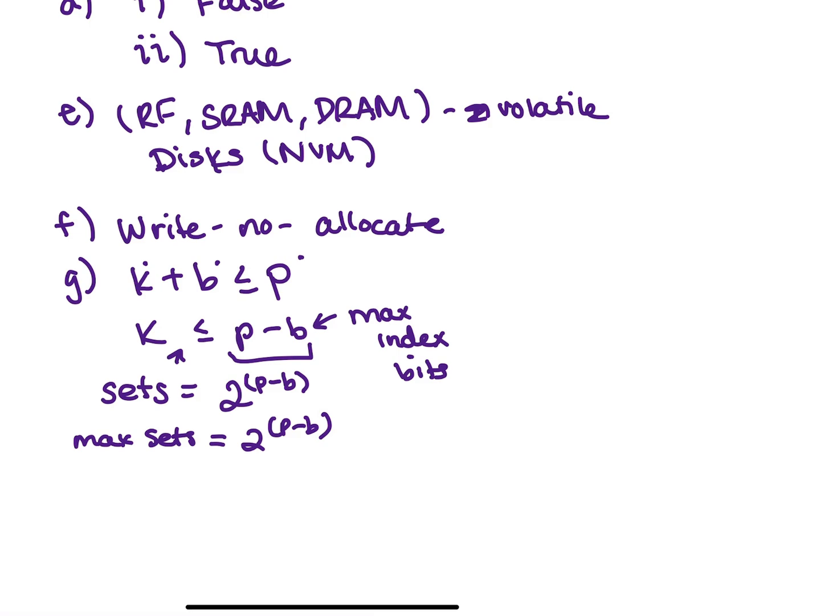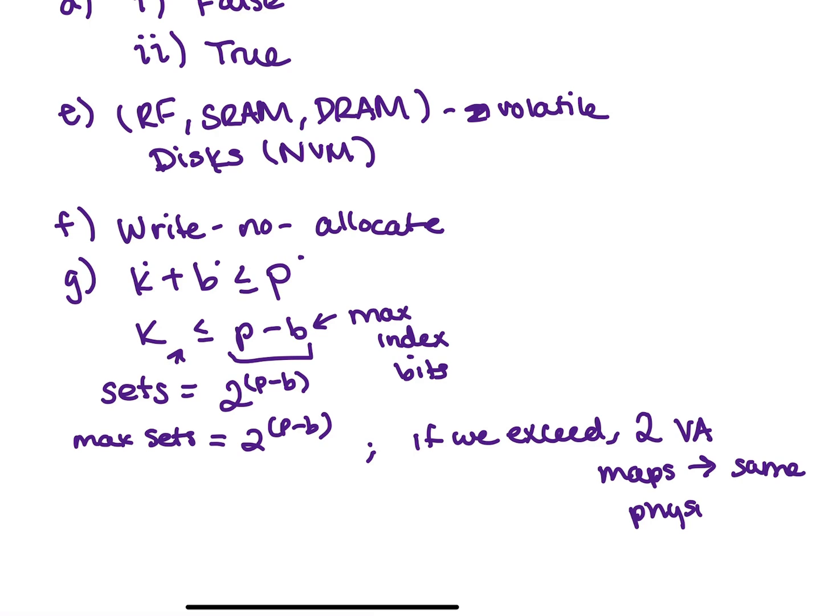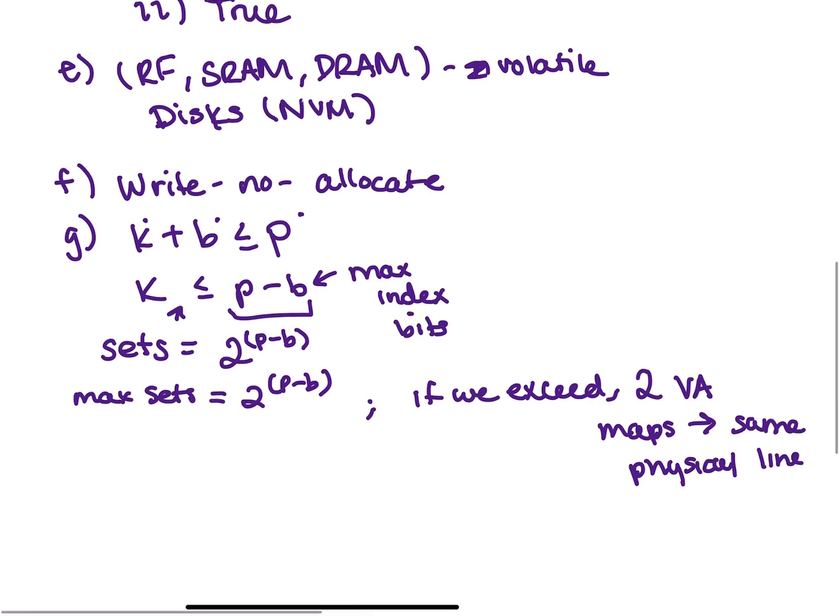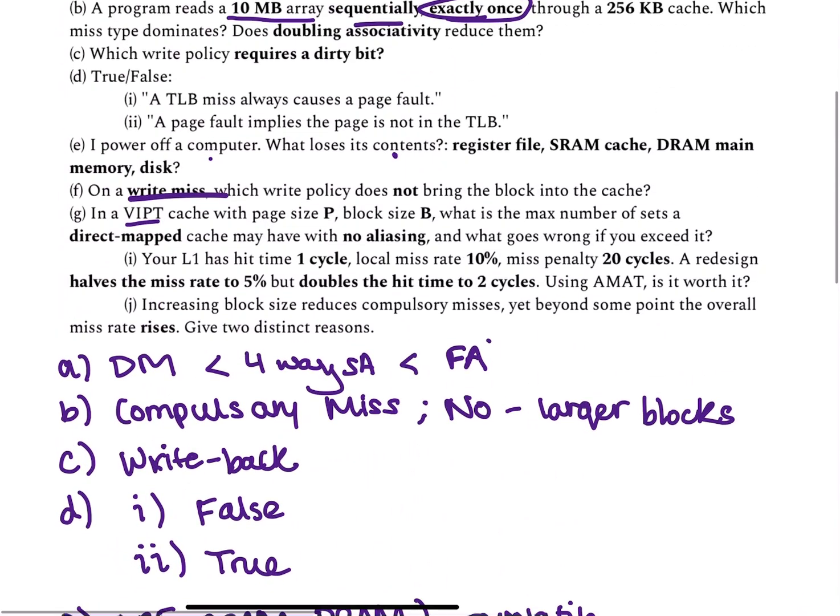And so if I exceed this, then the top index bits that we have actually come from the translated VPN. So that'll lead to aliasing. If we exceed, then we can have 2 virtual addresses by accident mapping to the same physical address, or to the physical line. And we can land in 2 different sets by accident, even though it's the same VA.